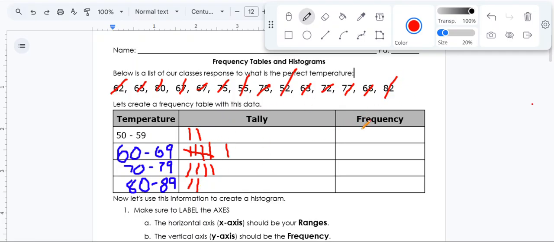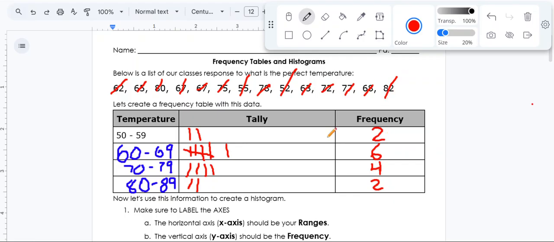So now I got to figure out my frequency. So 50 to 59, we have 2 people. 60 to 69, we have 6 people. 70 to 79, we have 4 people. And 80 to 89, we have 2 people. So that is the frequency table for this set of data.